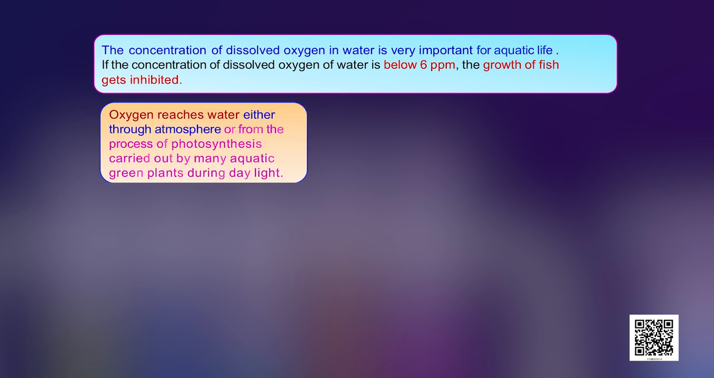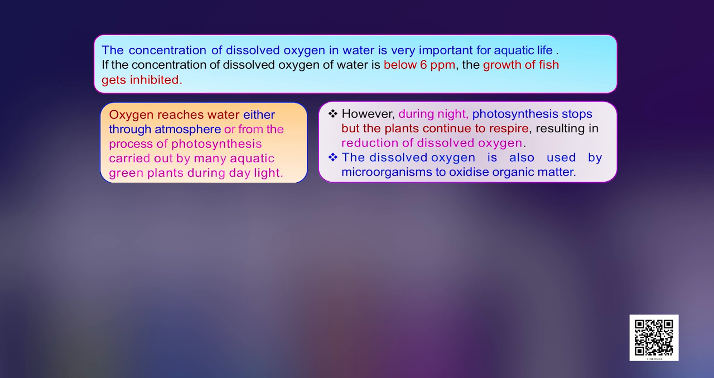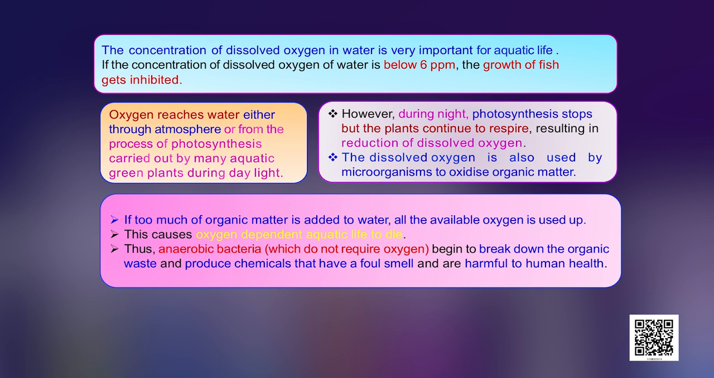Oxygen reaches water either through the atmosphere or from the process of photosynthesis carried out by many aquatic green plants during daylight. However, during night the photosynthesis stops, but the plants continue to respire. This results in the reduction of dissolved oxygen. The dissolved oxygen is also used by microorganisms to oxidize the organic matter. If too much organic matter is added to water, then all the available oxygen is used up. This causes oxygen dependent aquatic life to die ultimately.